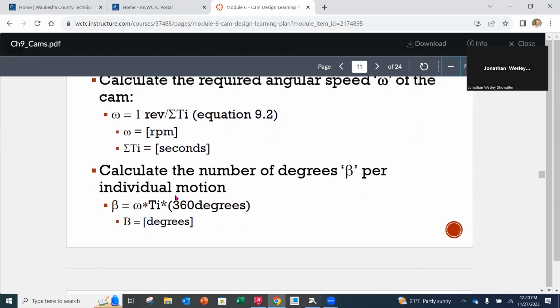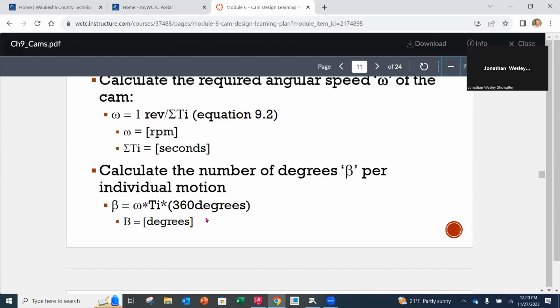And then lastly, what is the number of degrees beta per individual motion? So we're going to take that angular speed and multiply it by however many seconds that motion needs to occur. And then we're going to multiply it again by 360 degrees. And again, this will make more sense once we get into an example.